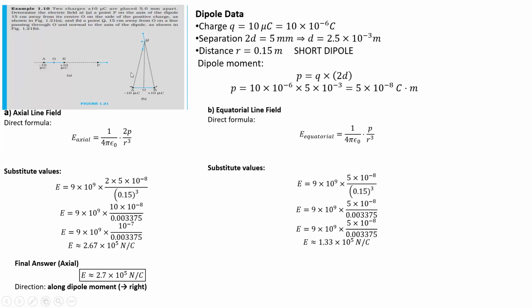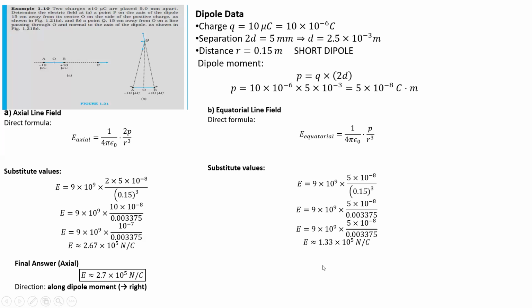In the case of a short dipole, electric field intensity along the equatorial line is p by 4 pi epsilon naught r cube. So 1 by 4 pi epsilon naught is 9 into 10 to the power 9. p value is 5 into 10 to the power minus 8 divided by r cube. This separation is 0.15 whole cube. And if you simplify, you get 1.33 into 10 to the power 5 newton per coulomb.